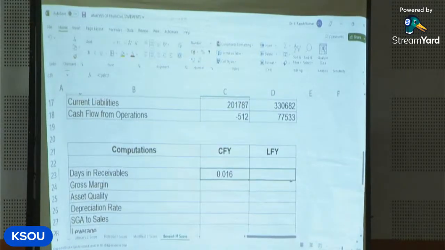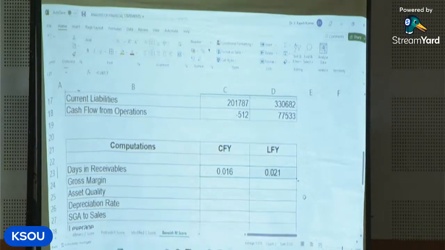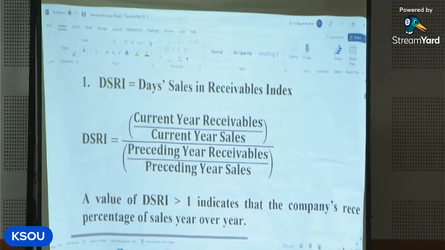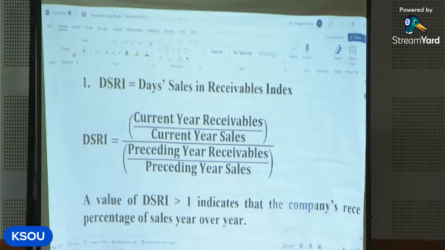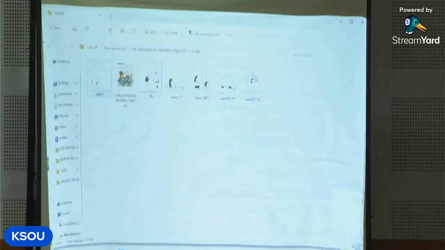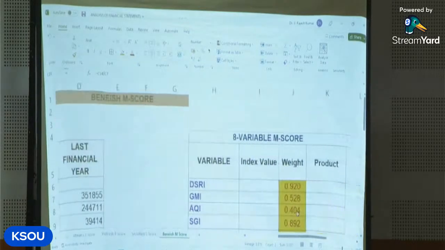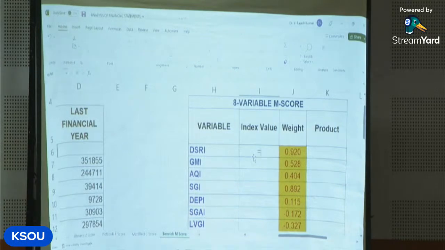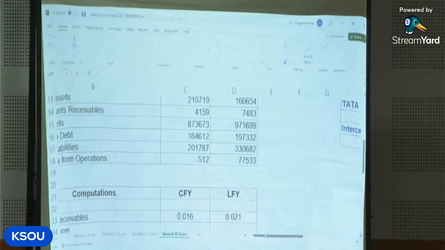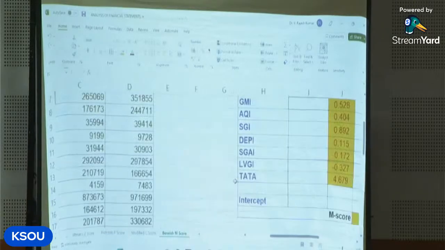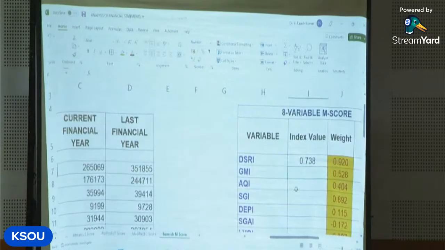Same way, last year receivables by sales. Divide what by what? Divide current year figures with previous year. We get what is called DSRI. DSRI, I'm showing that calculation here. So DSRI is current year receivable index by preceding year. We get a number, 0.738 something.